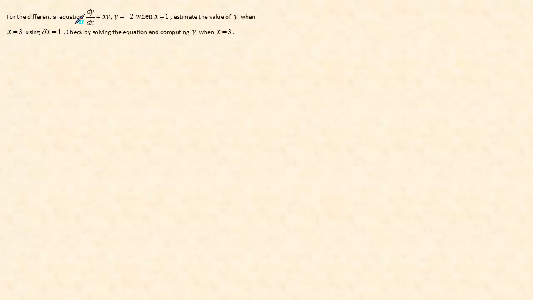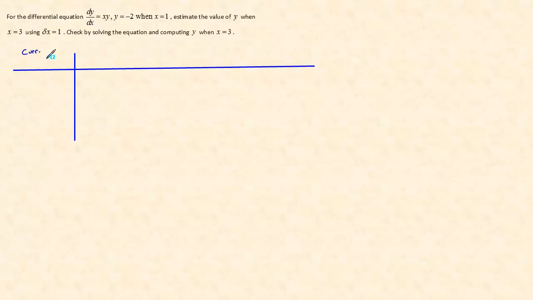For the differential equation dy/dx = xy, y is negative 2 when x is 1. Estimate the value of y when x is 3, using delta x equal to 1. Check by solving the equation and computing y when x is 3. So once again, let's use a table to keep track of everything.